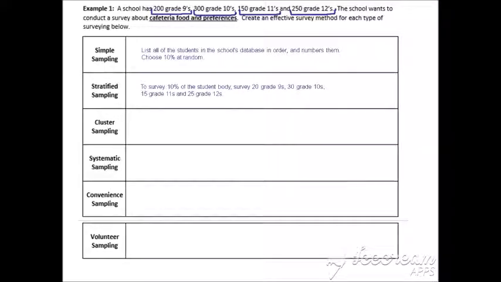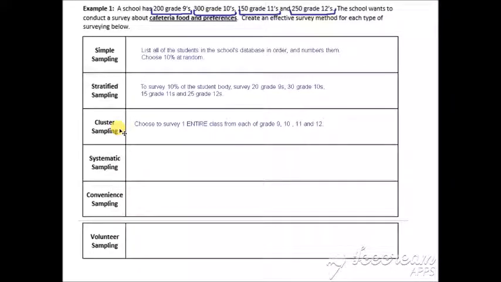Okay, so for cluster sampling, again, this one's a little bit biased, but we can choose to survey one class from each of grade 9, 10, 11, and 12. Our clusters would be maybe the homeroom class, like period 1. And when we choose that, we would choose to survey one entire class, just to remember.